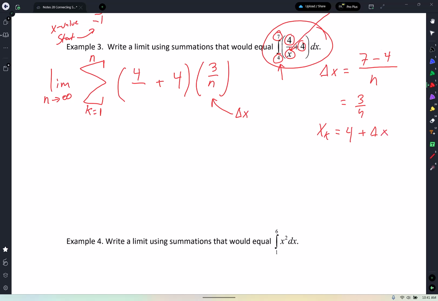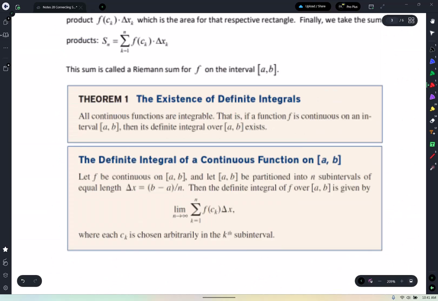And then I got to multiply by what? Okay, and I'm going to slow down. That's only how you get the first x value. It depends on what rectangle you are in. That was my first rectangle.